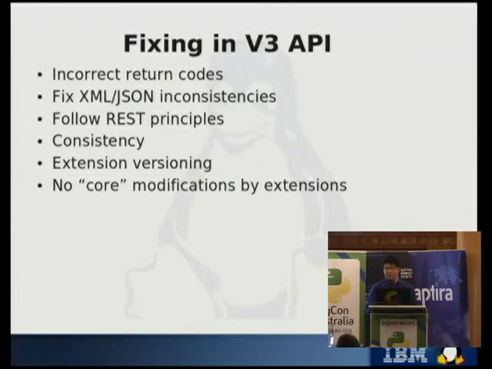So the kind of things we're fixing in the V3 API, I went through these before. Down at the bottom, there are no more core modifications by extensions. So if you write an extension, there's no need to do anything but add a new file, rather than modify existing OpenStack API code.